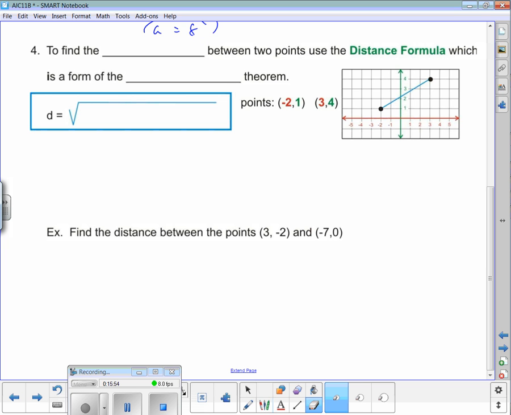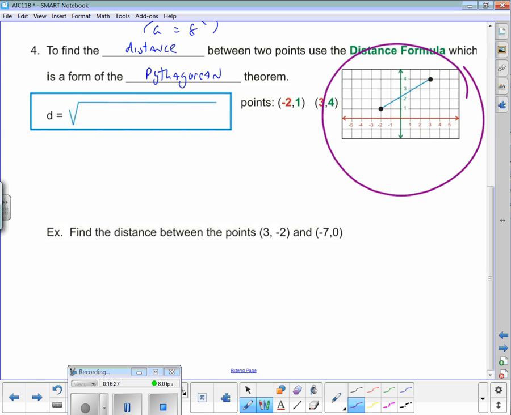Let me erase that, give myself a little bit more room. All right, so to find the distance, and that's what goes in the blank, to find the distance between 2 points, use the distance formula, which is a form of the Pythagorean theorem. And this formula is going to allow us to figure out the distance between 2 points without having to draw it. Now I've got an illustration here to help us understand it.